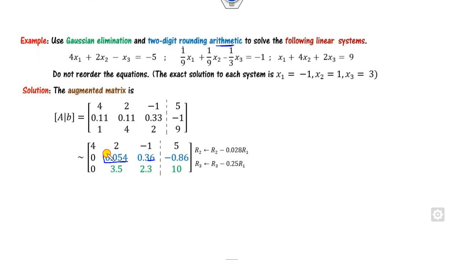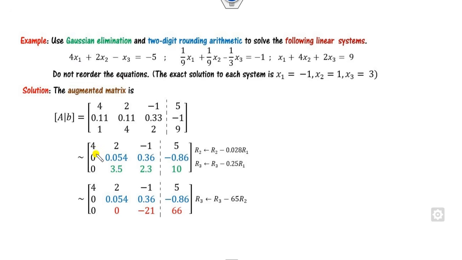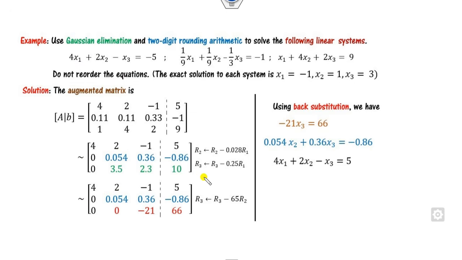Now although this value is approximately 0, the question suggested you do not reorder. Fine. If this was not given to you, then because this number is approximately 0, you would have to use partial pivoting. But this question suggested you do not reorder. So it means you have to proceed as such. Then you make the first 2 rows as such, and you can compute these values by using this box element. Now you can use back substitution.